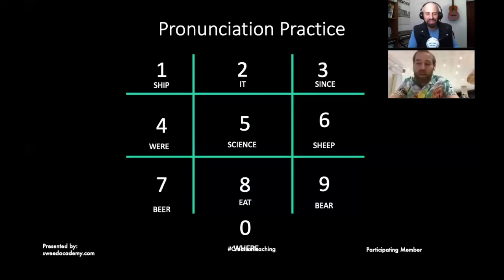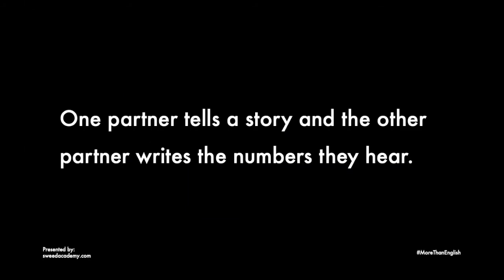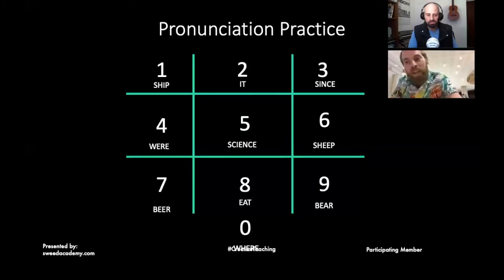And then what I like to do, but this is for much higher levels, obviously, is get the students to tell their partner a story. And within that story, they use the words that go with their numbers. So let's say, for example, number 1 is aeroplane, and the first number of my phone number is aeroplane. I would say, yesterday I got on an aeroplane. Okay, they write number 1 down because they hear the word.